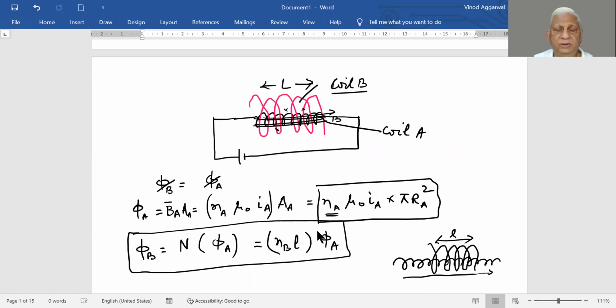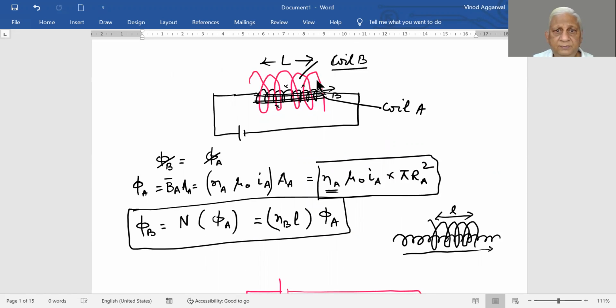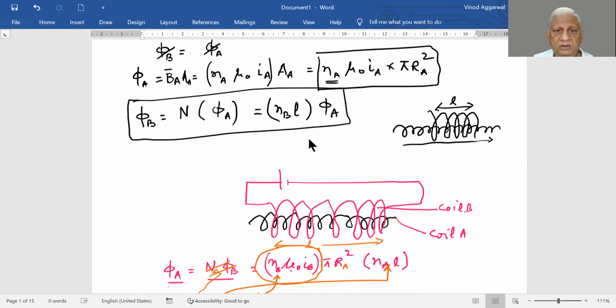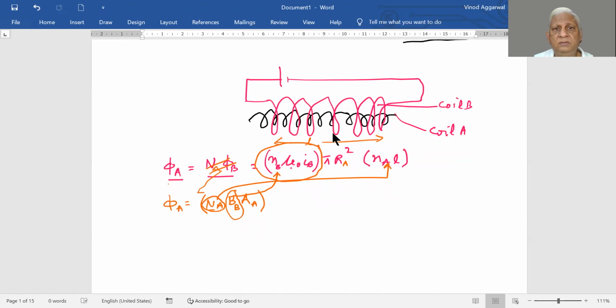So you see the difference between the two. In this case, the flux was limited on account of the magnetic field not being here, but that is not the case in this. So these two things you have to keep in mind.